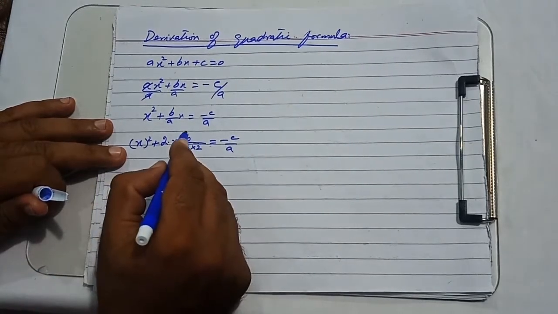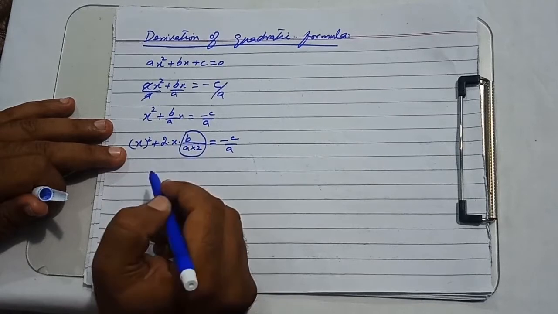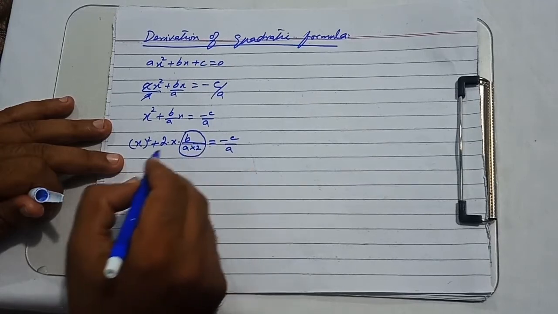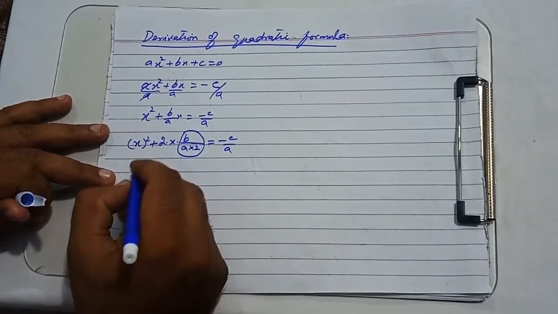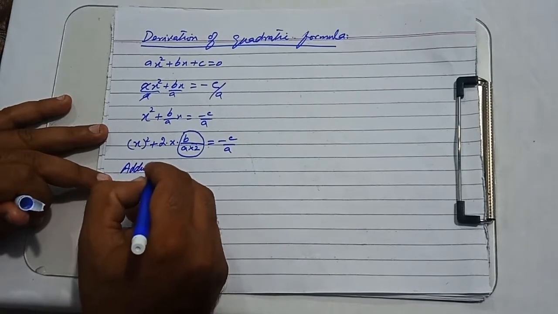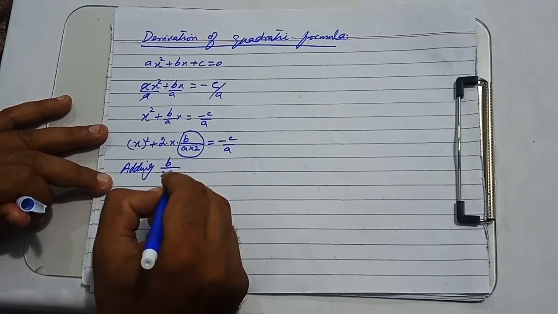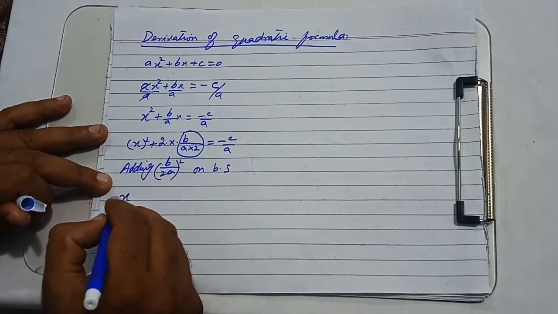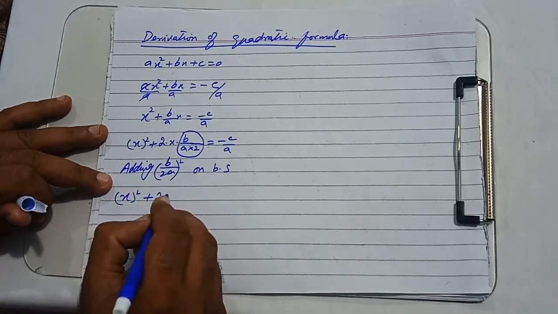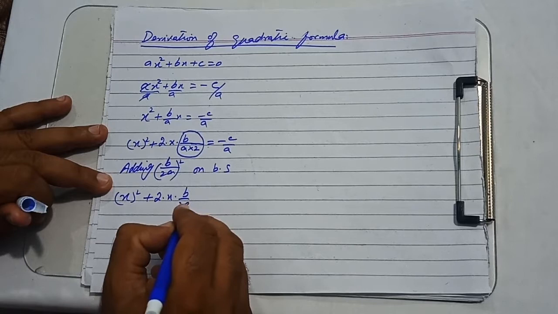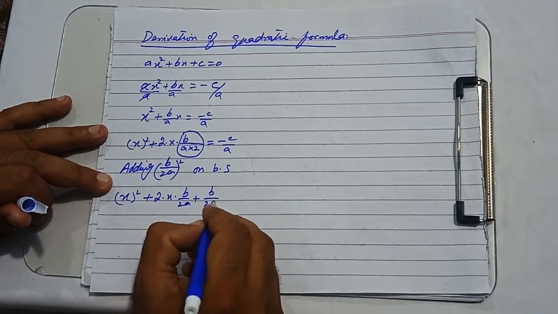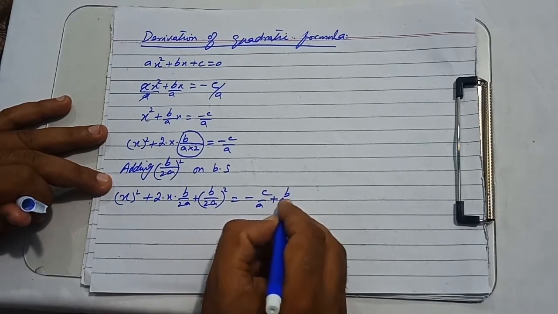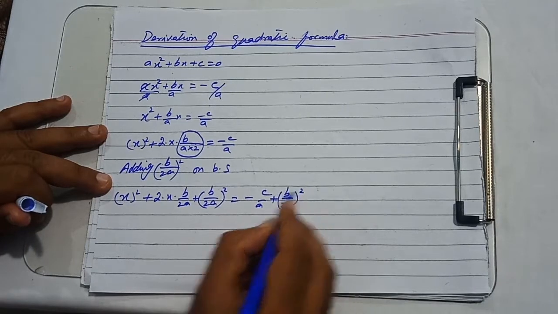Students, if you think carefully, now this part of the middle term is our b. So we have to add b over 2a square on both sides to make the left side in the form of a square. So I will write adding b over 2a square on both sides, and we will get x square plus 2 into x into b over 2a plus b over 2a square is equal to minus c over a plus b over 2a whole square.